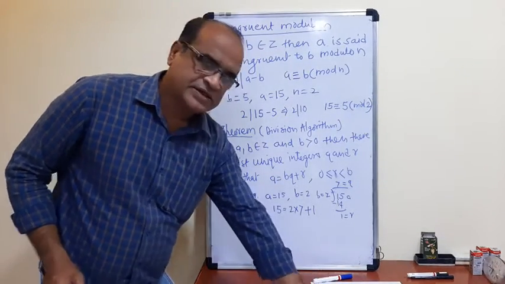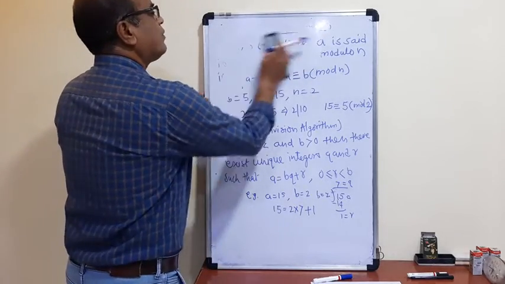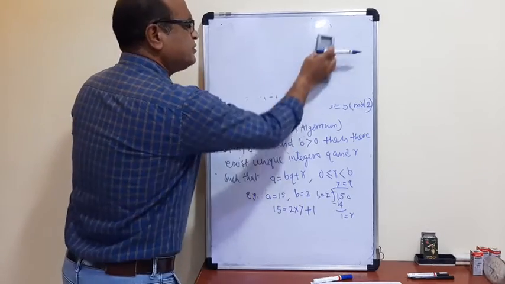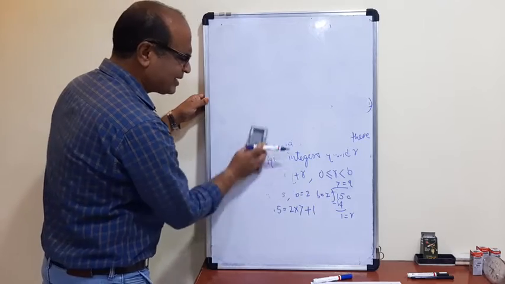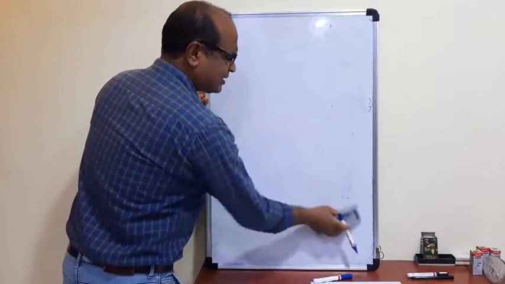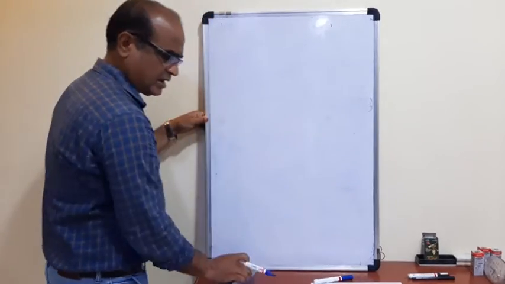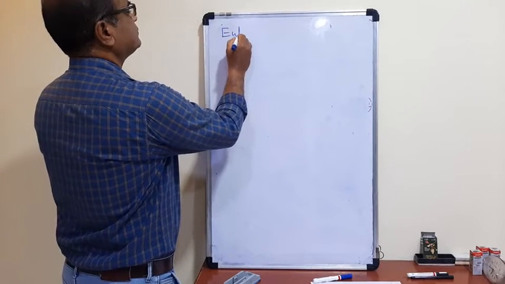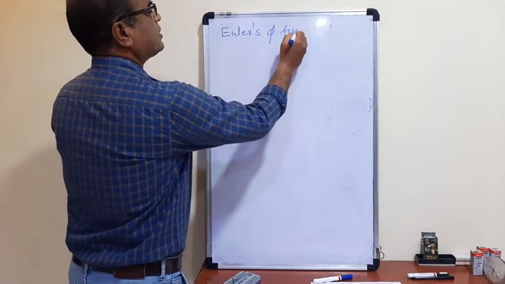Okay, we take the next definition. What is Euler's function? First you understand the simple definitions and concepts, then it is easy to understand the proof of the theorem. So what is Euler's phi function?